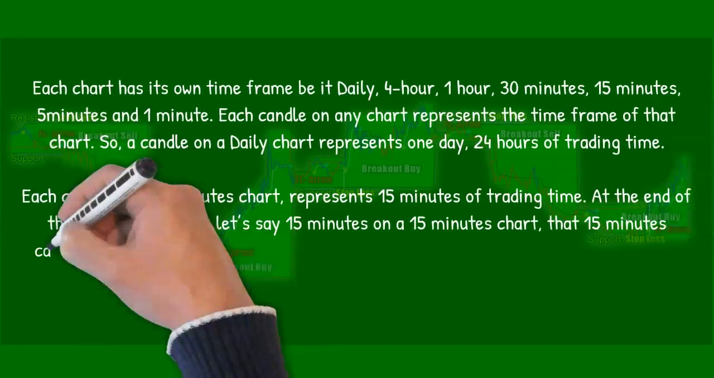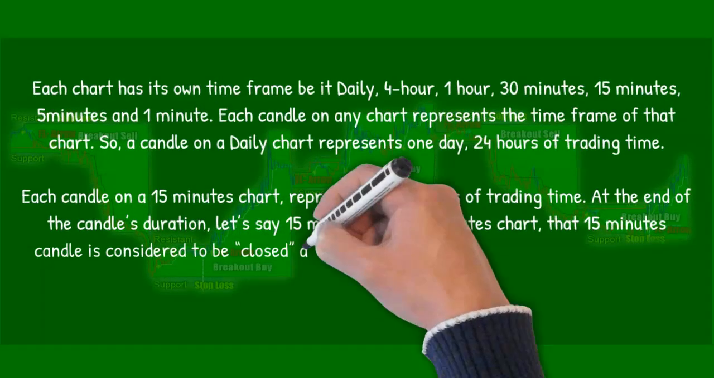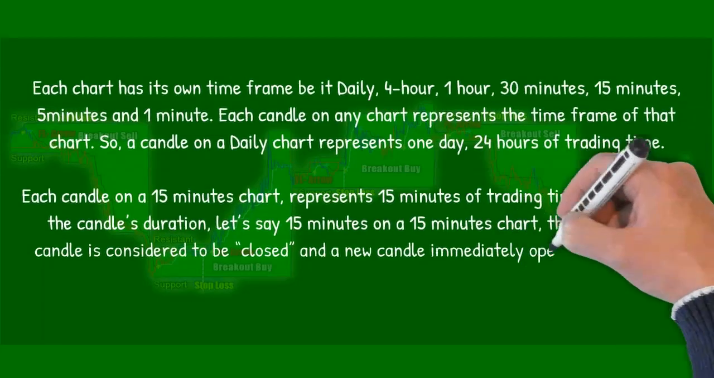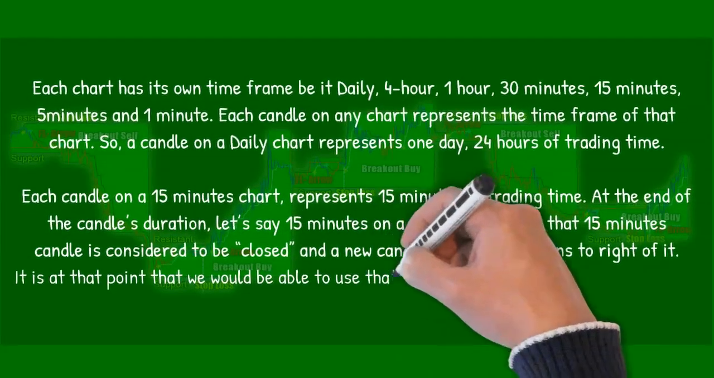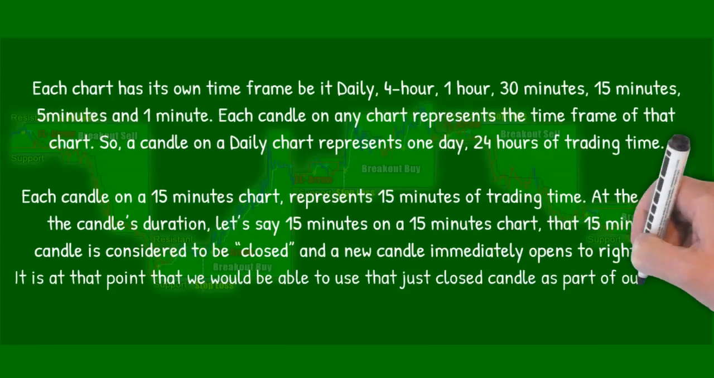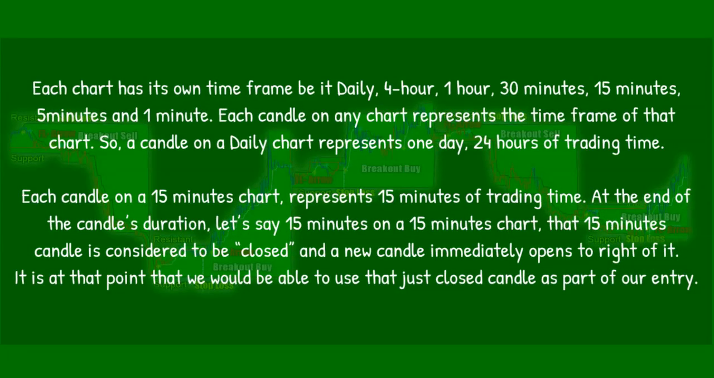At the end of the candle's duration, let's say 15 minutes on a 15 minutes chart, that 15 minutes candle is considered to be closed and a new candle immediately opens to the right of it. It is at that point that we would be able to use the just closed candle as part of our entry.